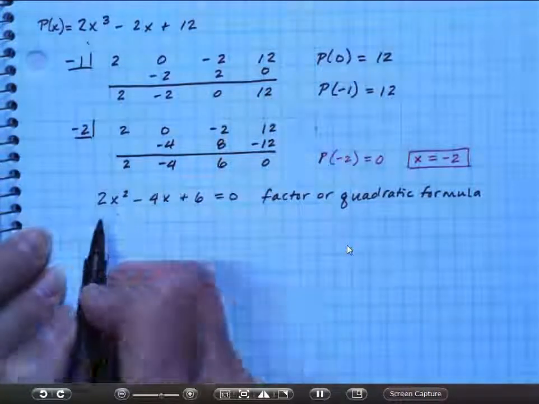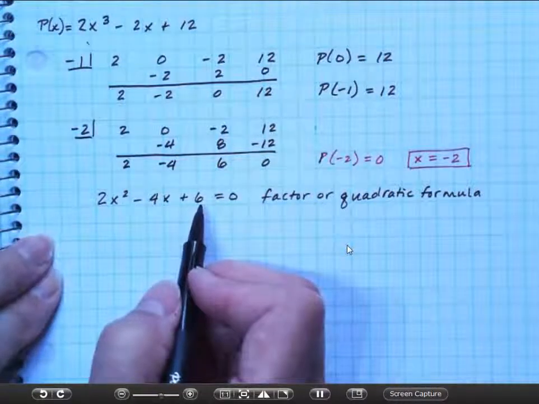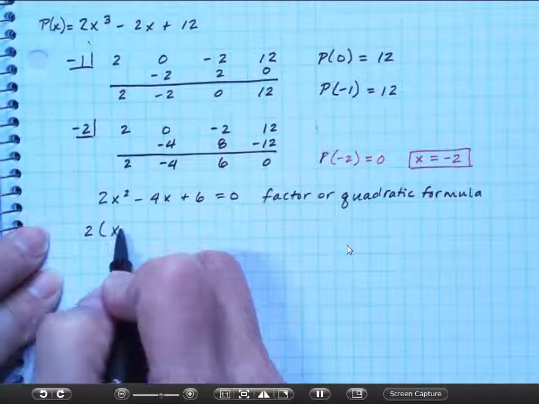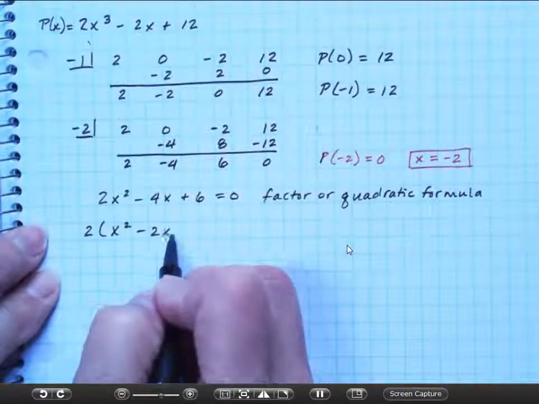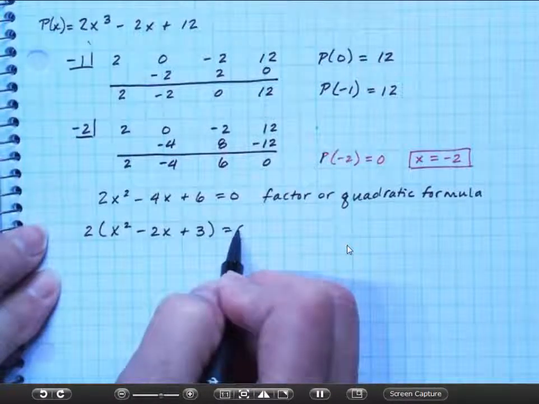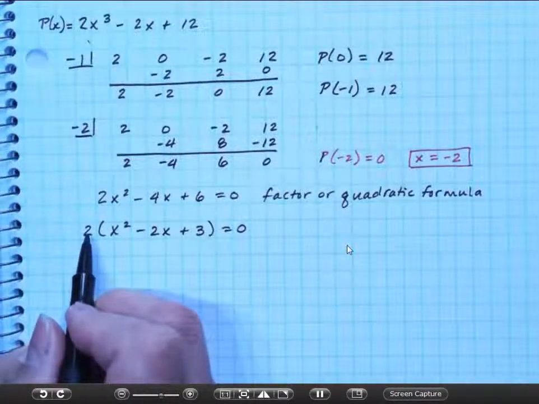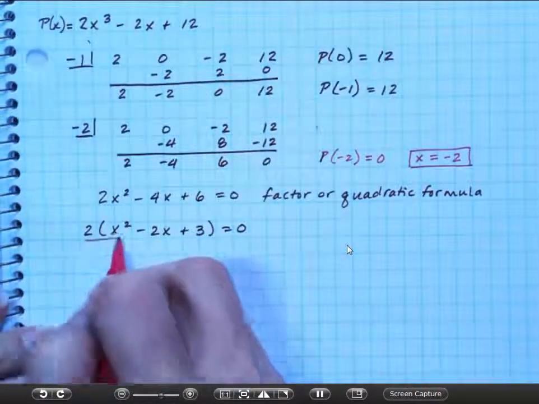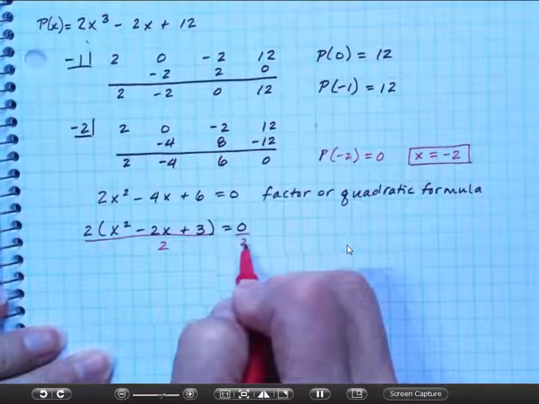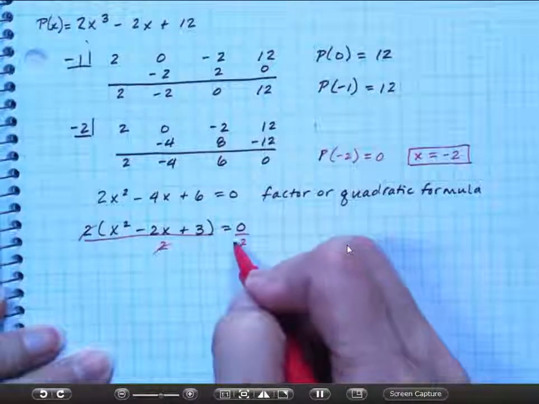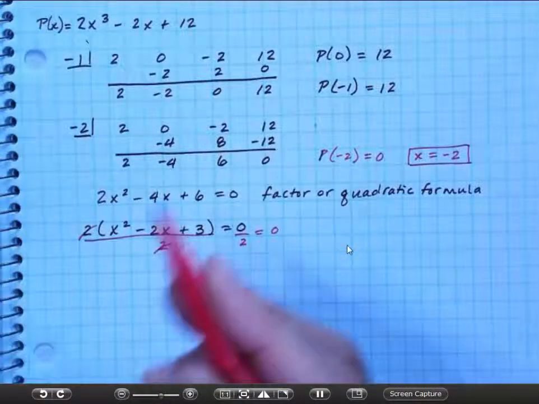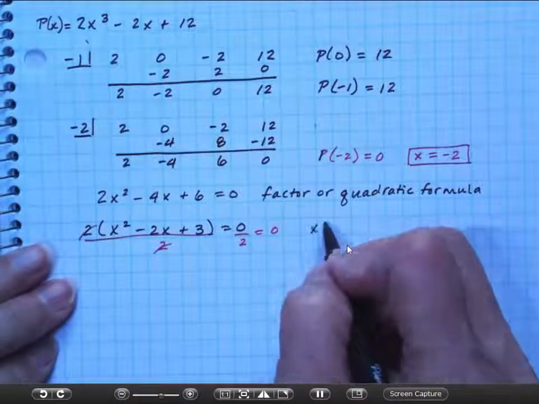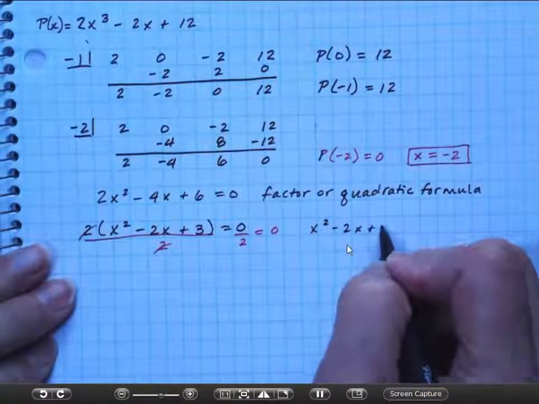First thing I'm going to look at is a GCF. I have a GCF of 2, so I'm going to factor out 2, and I end up with x squared minus 2x plus 3 equals 0. Now when you factor out this 2, I could have easily just divided everything by 2. So if I divide the left side and the right side by 2, these cancel out. This ends up being 0. So now I'm dealing with the polynomial function x squared minus 2x plus 3 equal to 0.